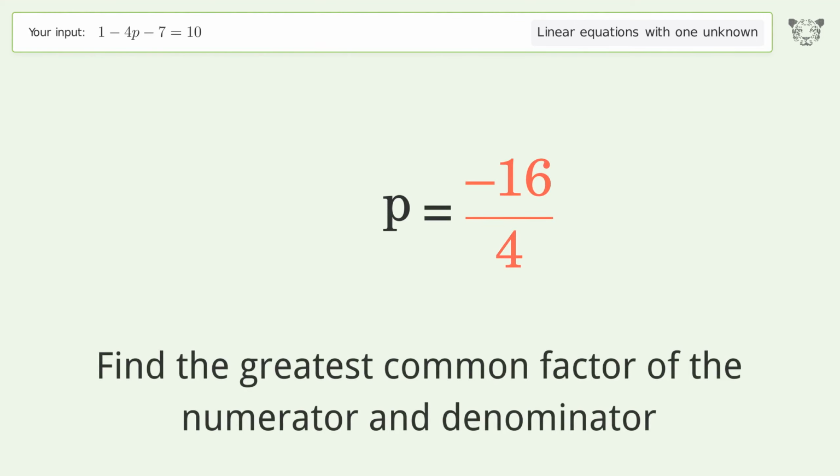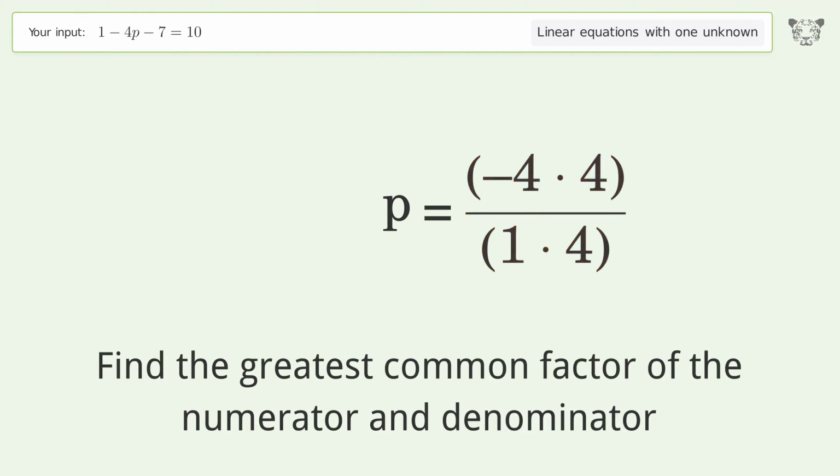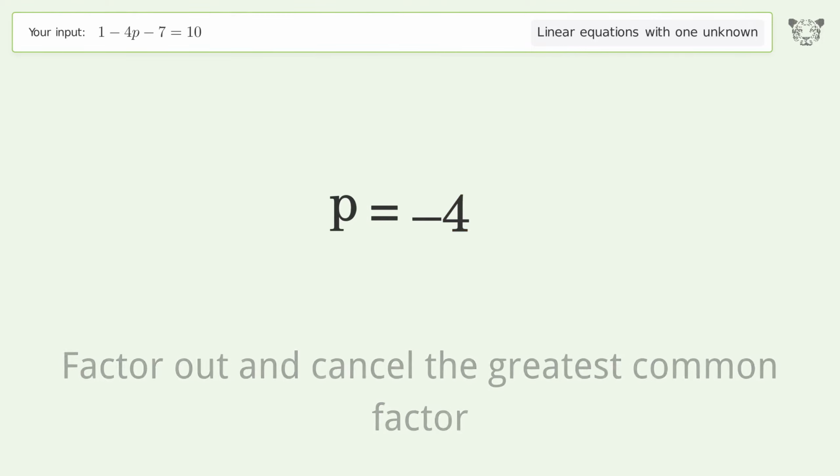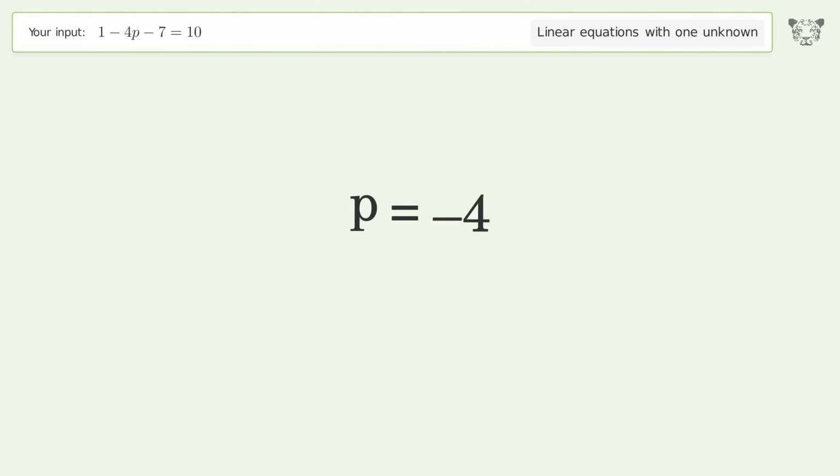Find the greatest common factor of the numerator and denominator. Factor out and cancel the greatest common factor. And so the final result is p equals -4.